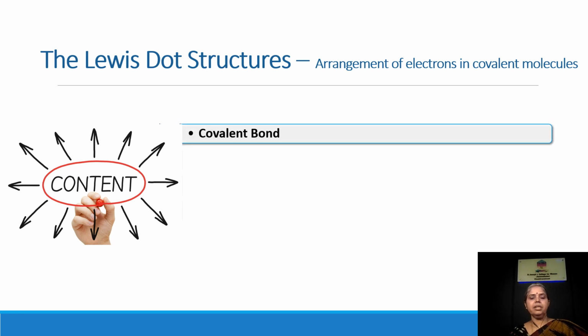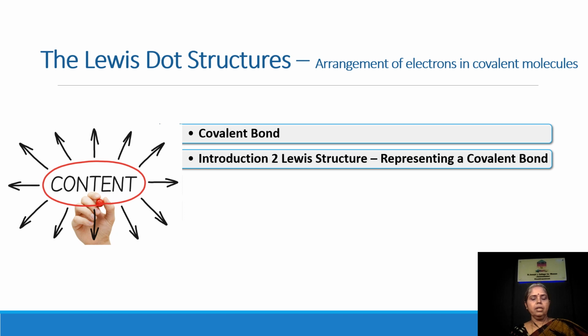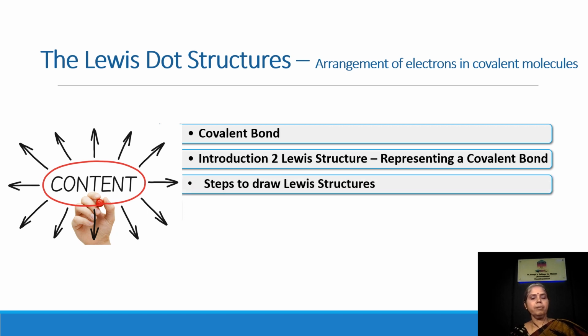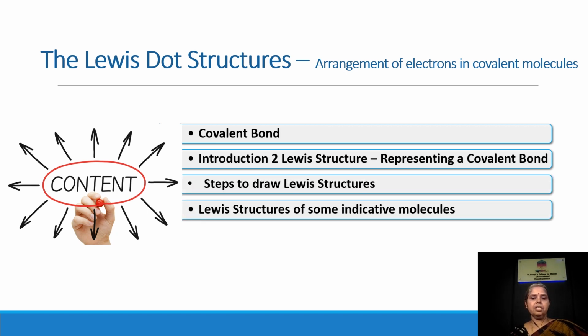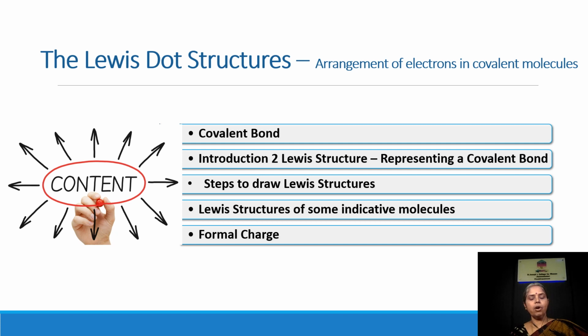Now let us see what the contents of this chapter are. The contents of this chapter are: covalent bond, introduction to Lewis structures, that is representing a covalent bond through Lewis structure, steps to draw Lewis structures of some indicative molecules, and formal charge.